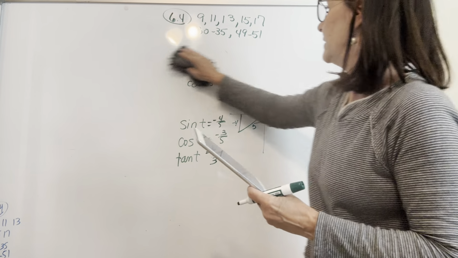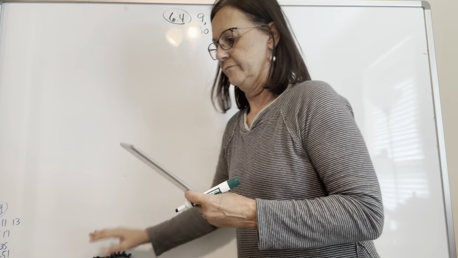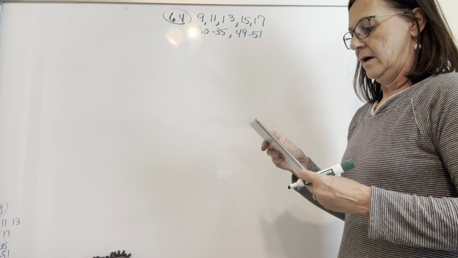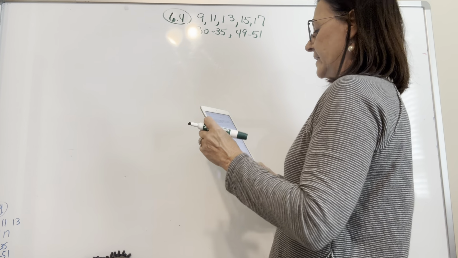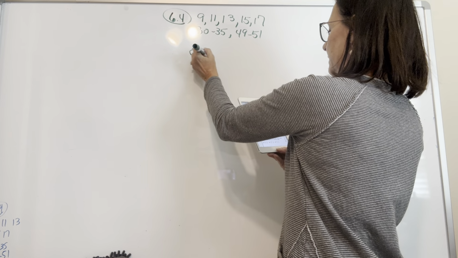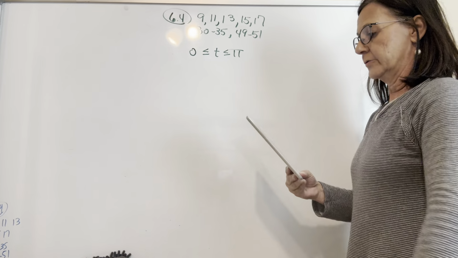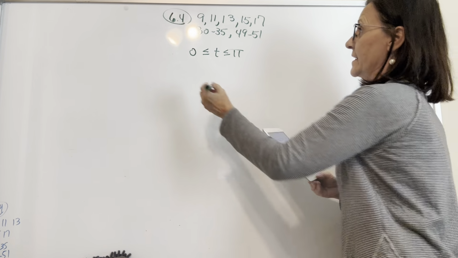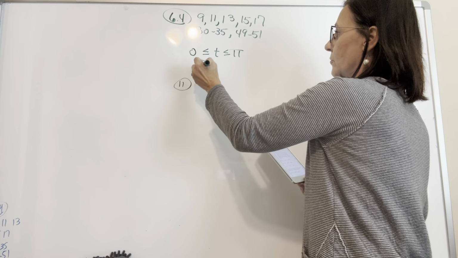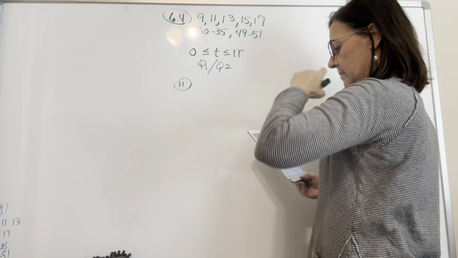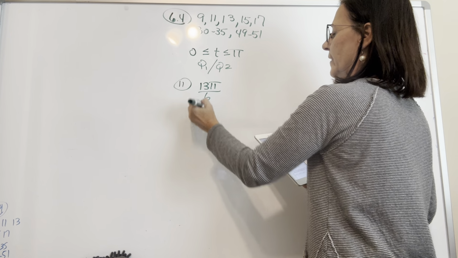Now number 11. Okay, number 11. All right, identify an angle between, there's the angle. So it's in the first or the second quadrant that is coterminal with this angle. So we want it in quadrants 1 or 2, okay? Q1 or Q2.